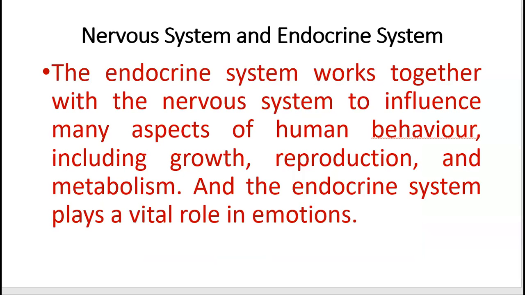Nervous system and endocrine system. Okay, so the endocrine system works together with the nervous system to influence many aspects of human behavior, including the growth, reproduction, and metabolism. And the endocrine system plays a vital role in emotion.